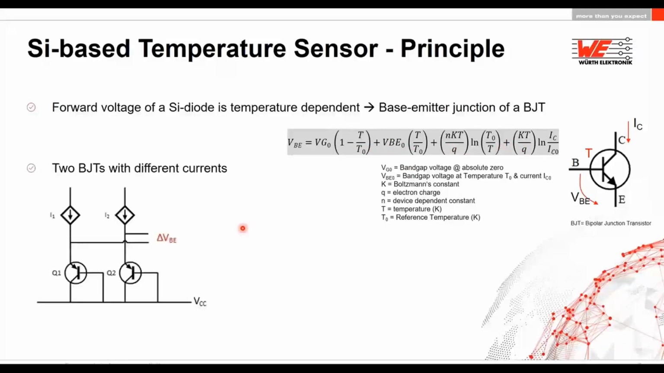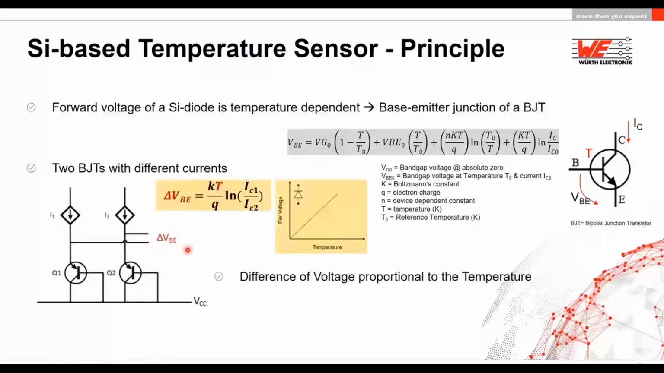But if we take two different transistors and supply them with different currents, then we can take the difference of the forward voltages, which is only dependent on the temperature, and the equation becomes much simpler. As you see, the forward voltage is directly proportional to the temperature and has a very linear output. So a very simple phenomenon leads to the realization of a complete temperature sensor. This forward voltage is then amplified, then digitalized, and calibration is performed in the next steps.